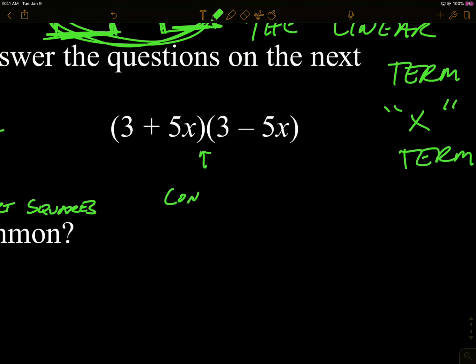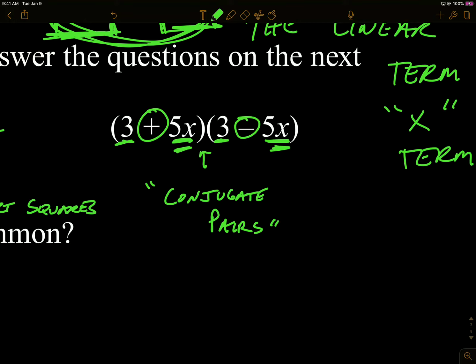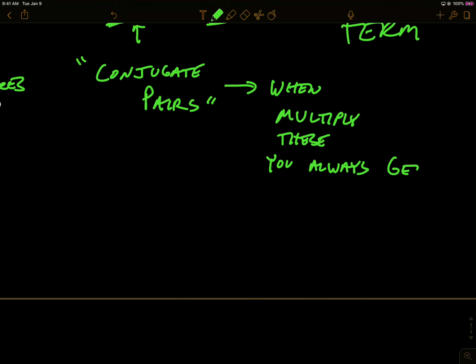That always happens when I have conjugate pairs. These are called conjugate pairs. If I multiply conjugate pairs, you always get a difference of two squares. Why are they conjugate pairs? The first term matches the first term. The last term matches the last term, except they differ by their signs. One's positive, one's negative. That's a conjugate pair. Whenever you multiply those, you always get a difference of two squares.